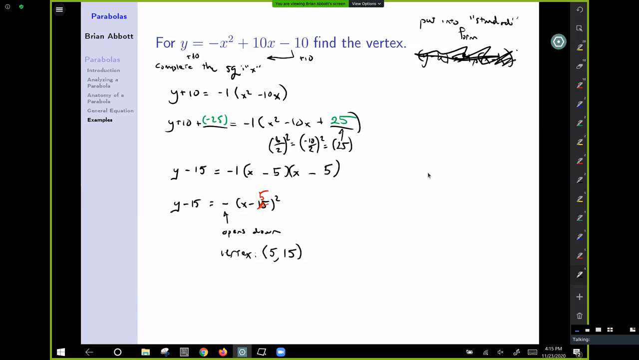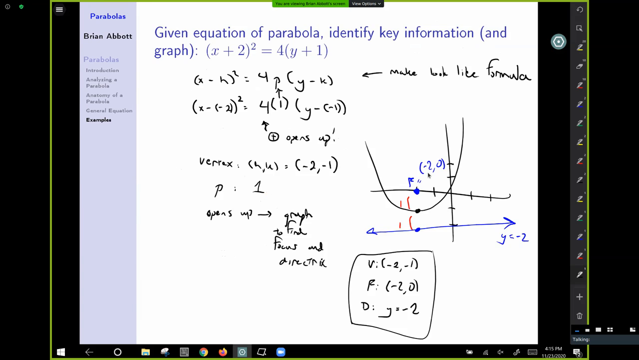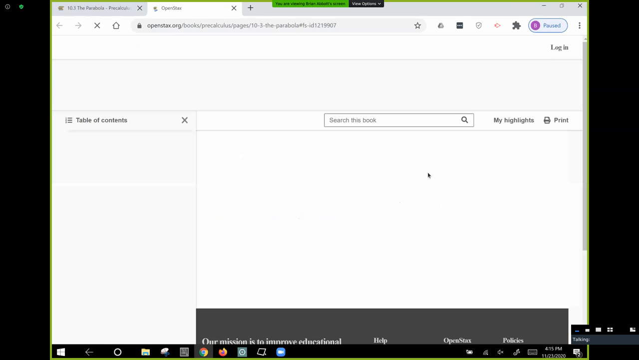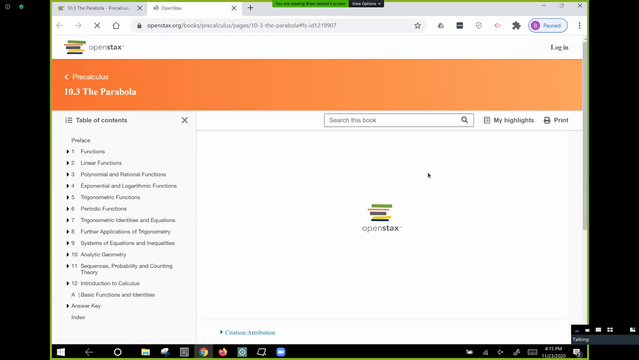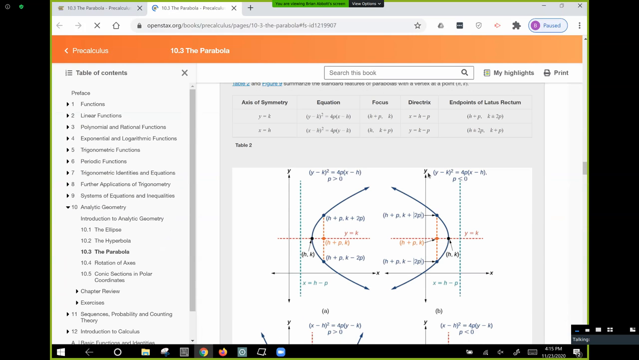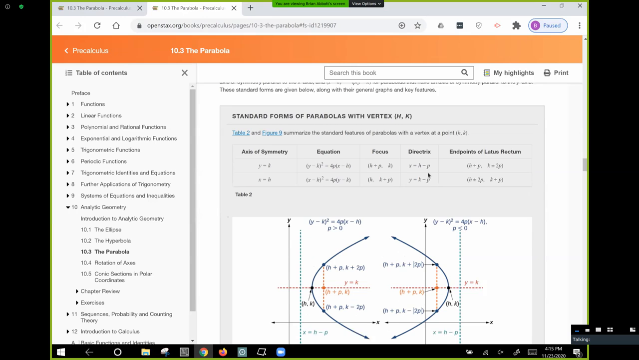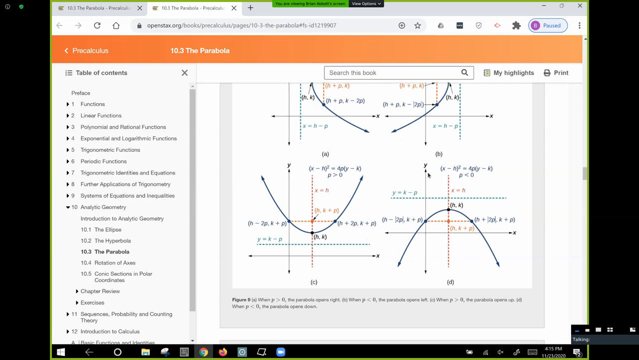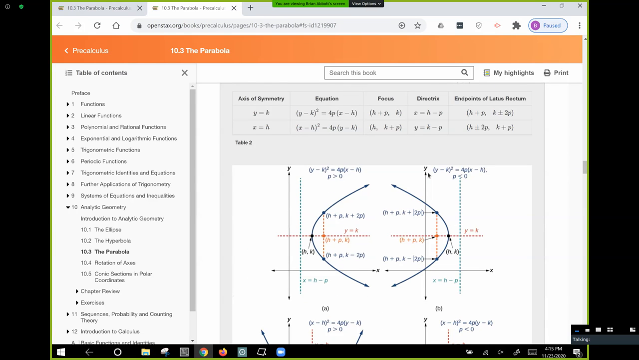And from there, what else do we know? That's where I ended my example, but it doesn't feel very complete. So let's figure it out. It opens down. We're going to go back to that table and look it up. So here we go, arbitrary vertex, and we know that we have a parabola that opens down. So what's the form?